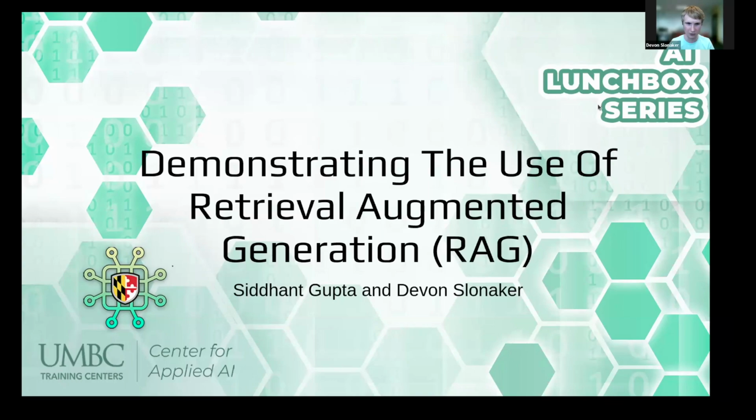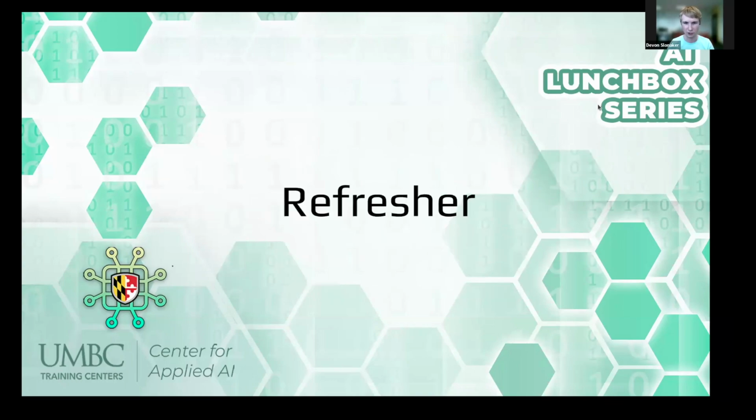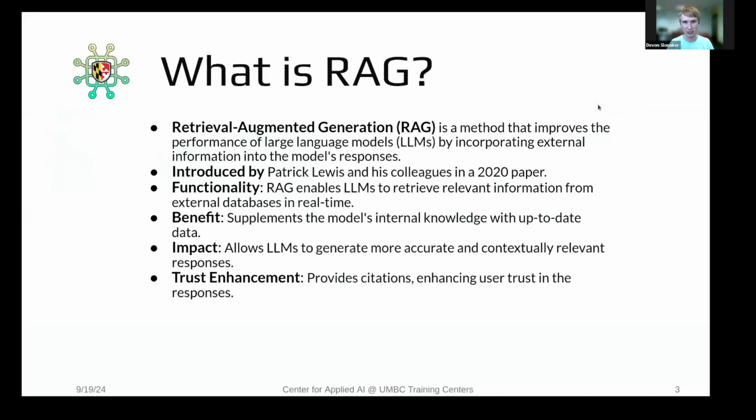So this is our demonstration of the use of RAG, but first we're just going to go over a small refresher. So what is RAG? RAG stands for Retrieval Augmented Generation, and essentially it's a method that improves the performance of LLMs or SLMs by allowing them to take advantage of external information. RAG allows LLMs to retrieve relevant information on topics from external databases in real time. And the way we do that is through a vector database, which we'll discuss later.